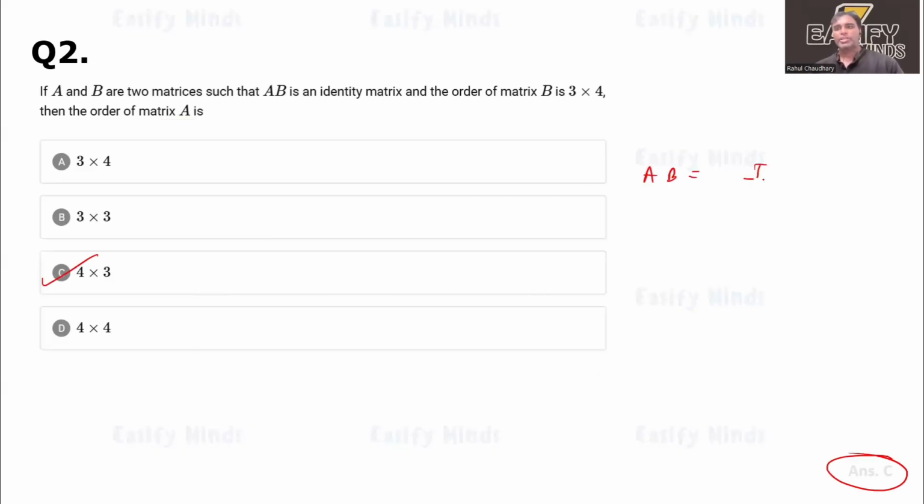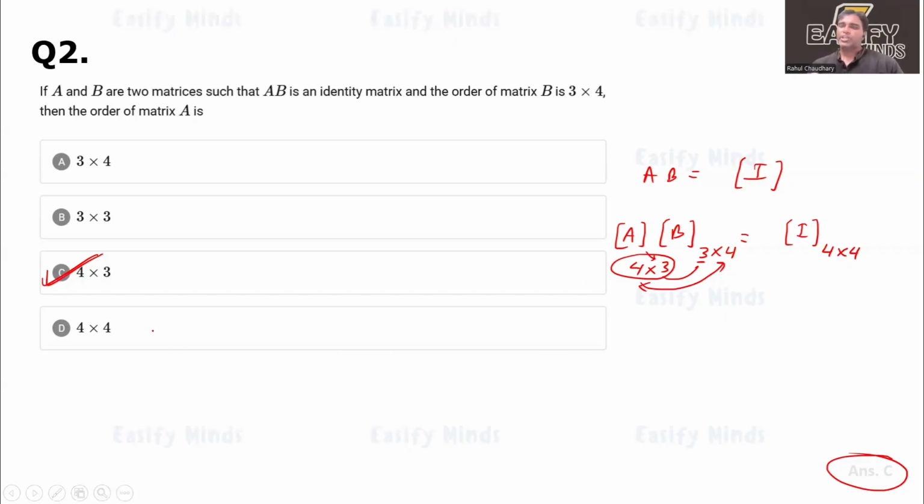AB is an identity matrix. Now the order of matrix A I don't know. The B matrix is 3 into 4. And the identity matrix we know is either 2 into 2, 3 into 3 or 4 into 4. Now if it is 3, then A should end with 3. So it should be 4, because the identity matrix will be of order 4 into 4. The 3, 3 will get eliminated. So we are left with 4 into 4. So what is the order of matrix A? 4 into 3.